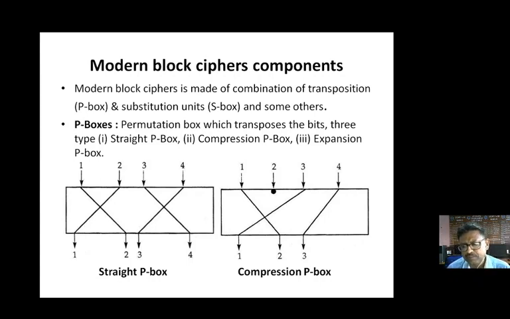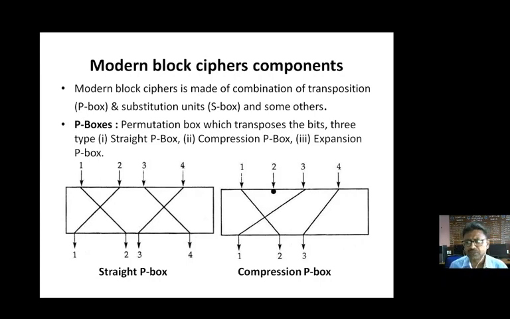But as far as the compression P box as well as the expansion P box are concerned, these two boxes are not invertible. Only a straight P box, meaning any permutation box, is invertible if the number of inputs and the number of outputs are the same. But if the number of inputs and outputs are different, then it is very difficult to find out from 4 inputs how to get 3, and then from 3 how to get 4. So it is clueless.